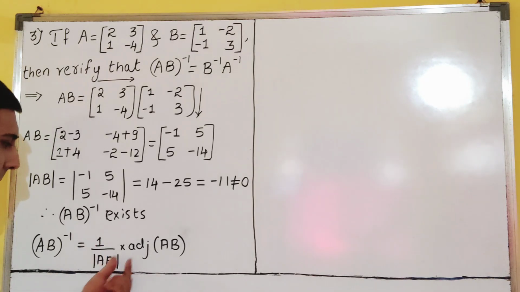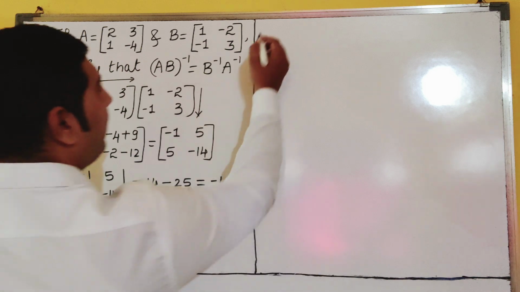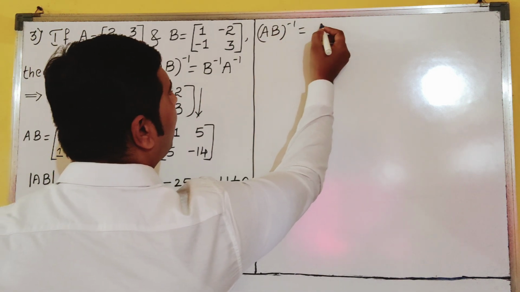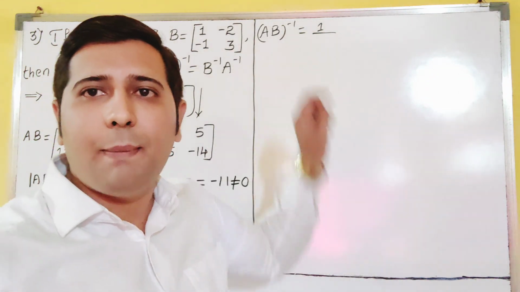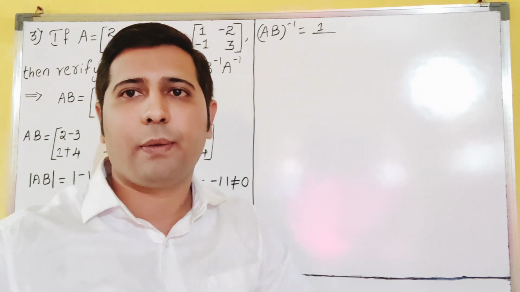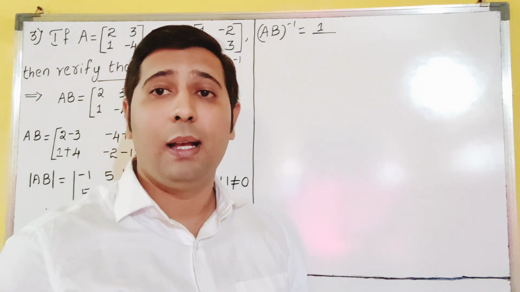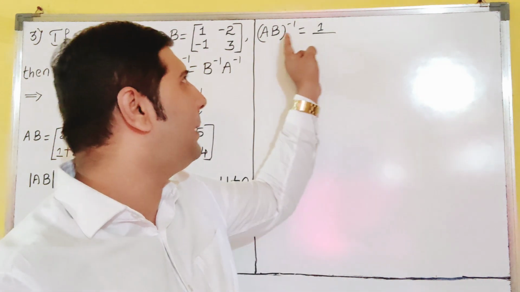1 upon determinant AB into adjoint of AB, dear students. So now let us find (AB) inverse. (AB) inverse is equal to 1 upon C inverse minus 1. And many of you will write only a dash or 1 and you will lose the marks, dear students. It's my humble request, please write properly. See how I am writing.